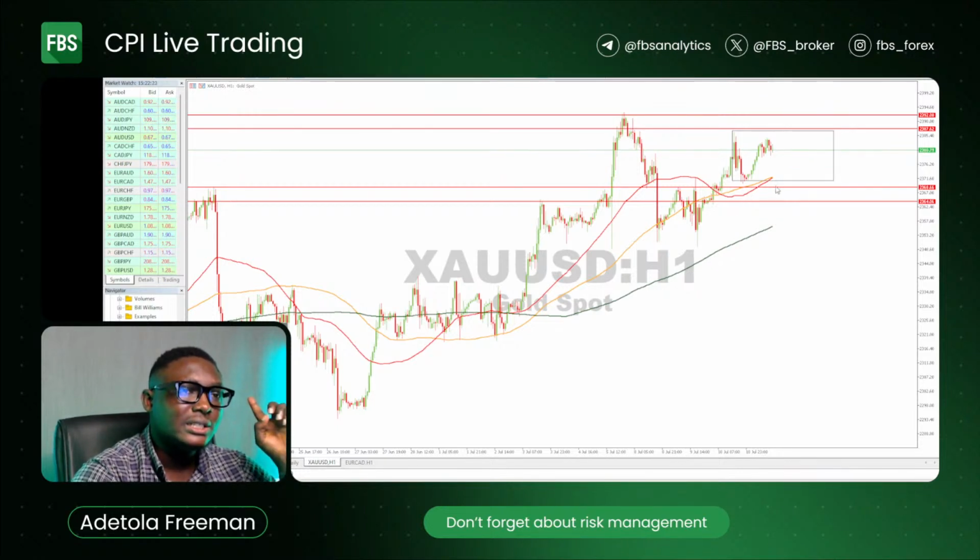Sell stop for gold is at 2368.66, and then the stop loss is at 2364.06.